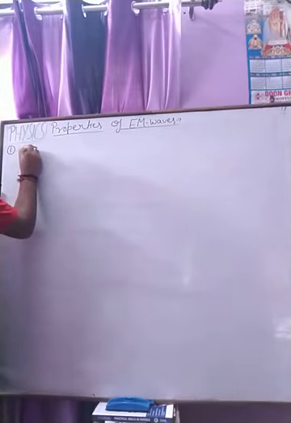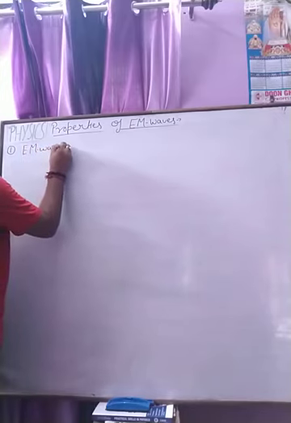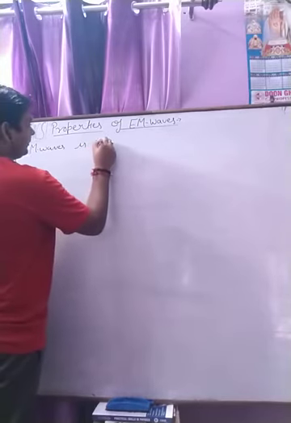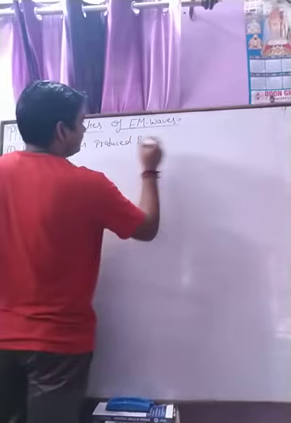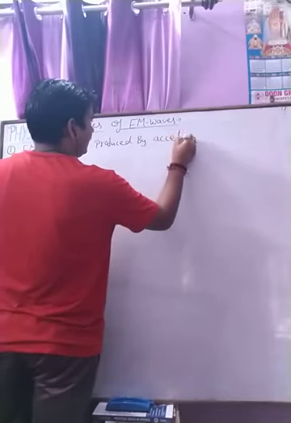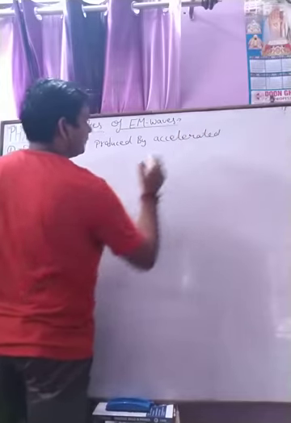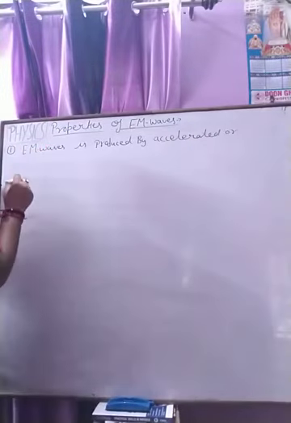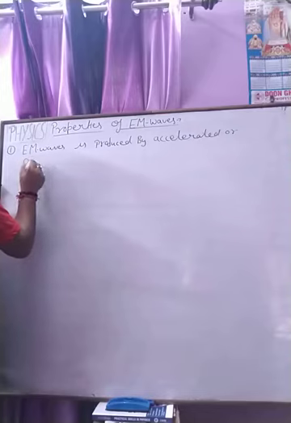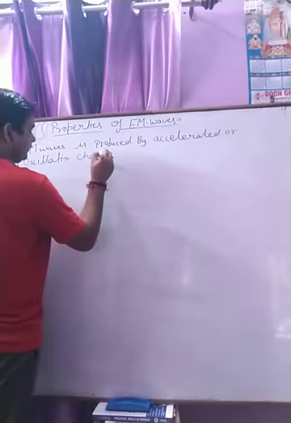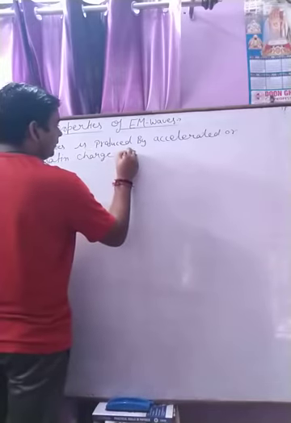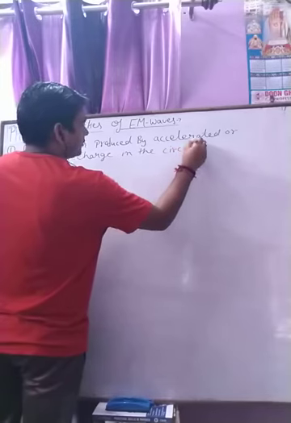First one: EM wave is produced by accelerated or oscillating charge in the circuit.